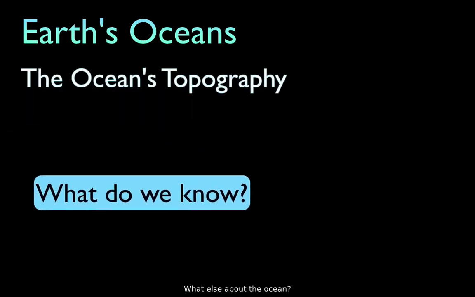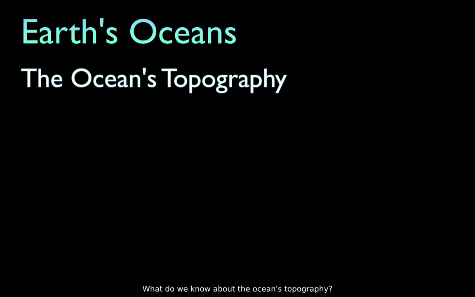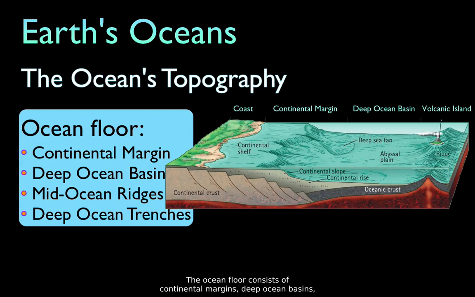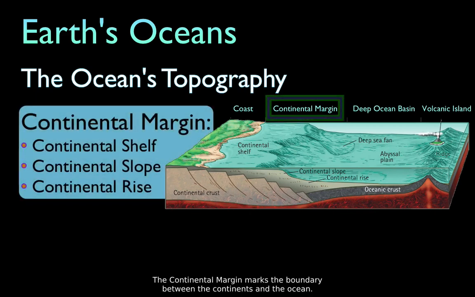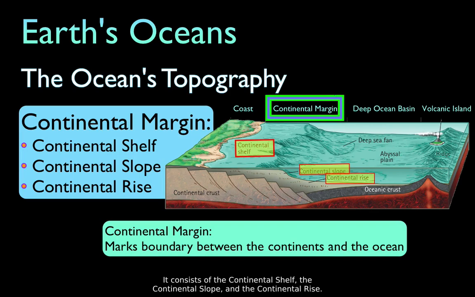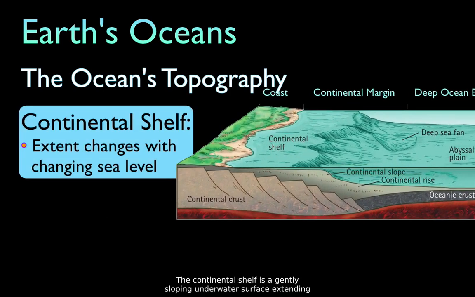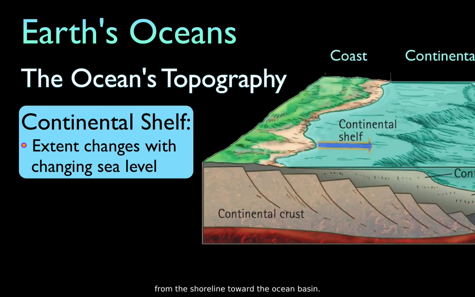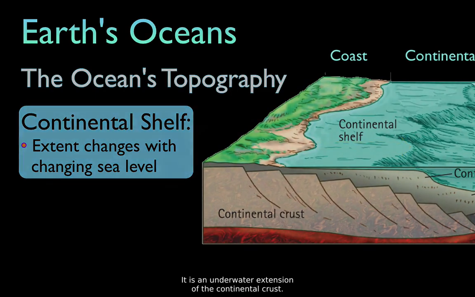What else about the ocean? What do we know about the ocean's topography? The ocean floor consists of continental margins, deep ocean basins, mid-ocean ridges, and deep trenches. The continental margin marks the boundary between the continents and the ocean. It consists of the continental shelf, the continental slope, and the continental rise. The continental shelf is a gently sloping underwater surface extending from the shoreline toward the ocean basin. It is an underwater extension of the continental crust.